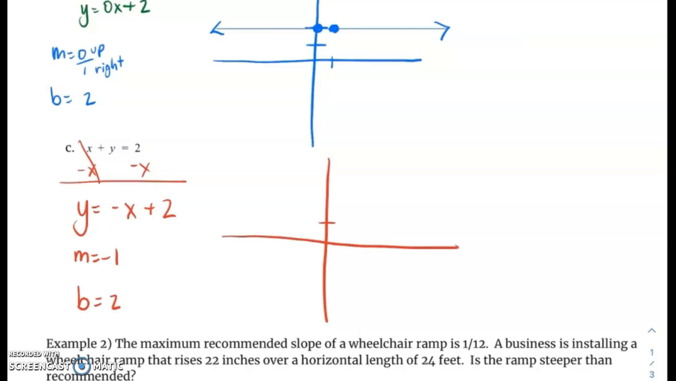You're going to go up 2, make a point, and then your slope is -1 over 1. So you're going down 1 since it's negative, and right 1 since it's positive. So down 1, right 1, and then connect those with a straight line. And there is the graph of that function.